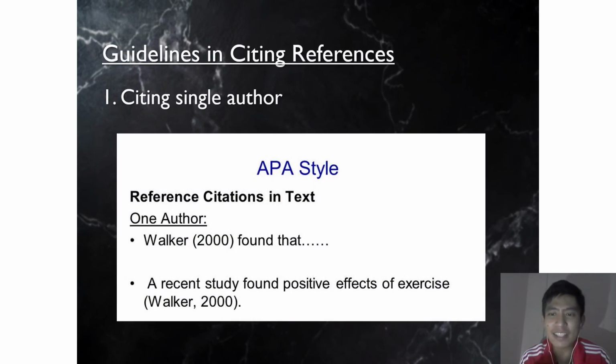So, guidelines in citing references. So we have citing a single author. We have APA style. We have Walker with open and close parentheses for the year. Okay. So we can use Walker (2000) or open parentheses Walker, comma, 2000, close parentheses.